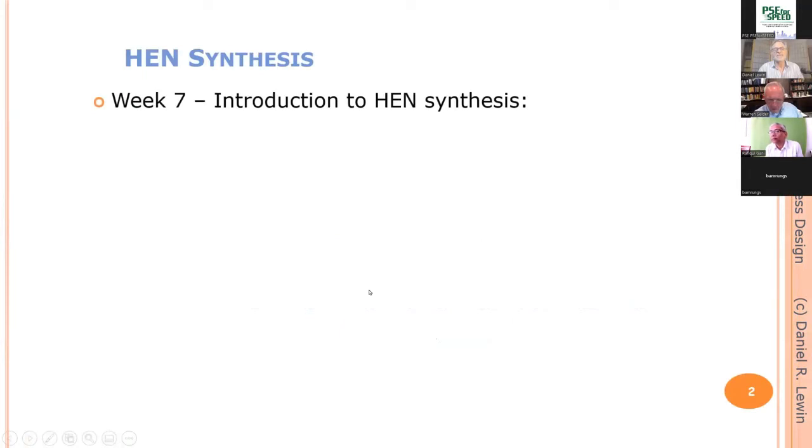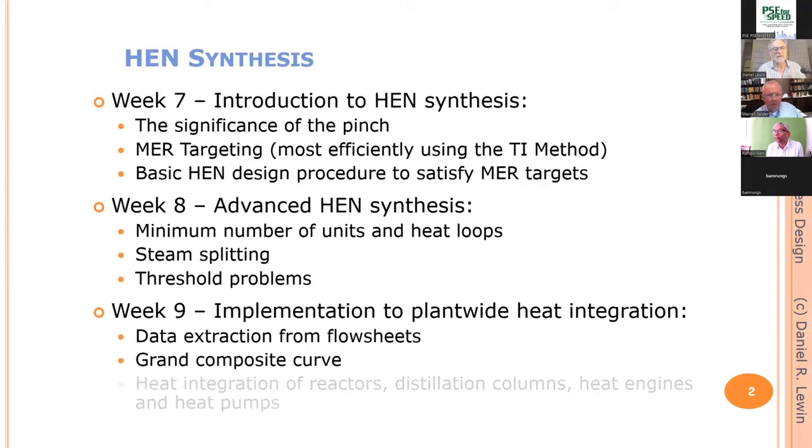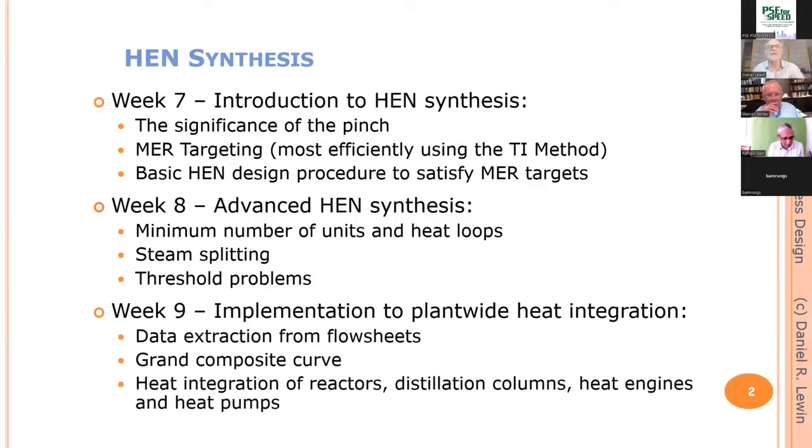So let's first have an overview of what happens in those 3 weeks. All right. So in the first of the 3 weeks, it's an introduction to HEN synthesis. Students have to be aware of the significance of the pinch. They have to know how to do maximum energy recovery targeting.